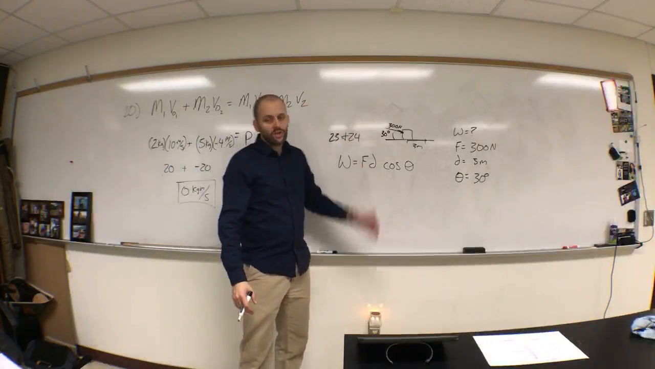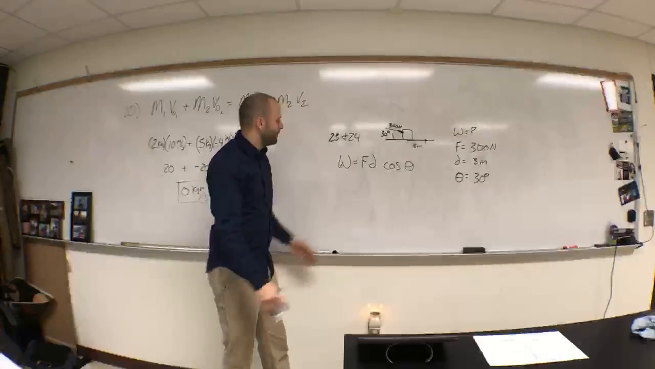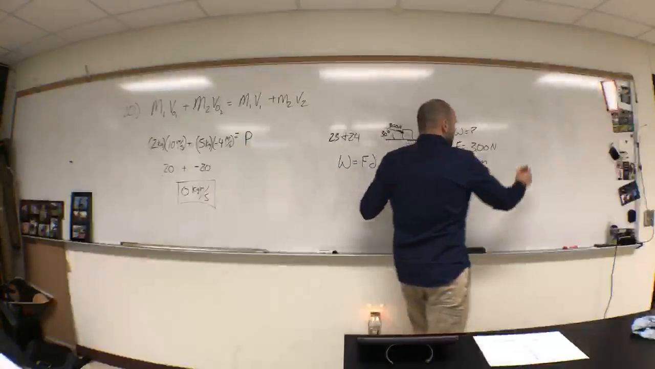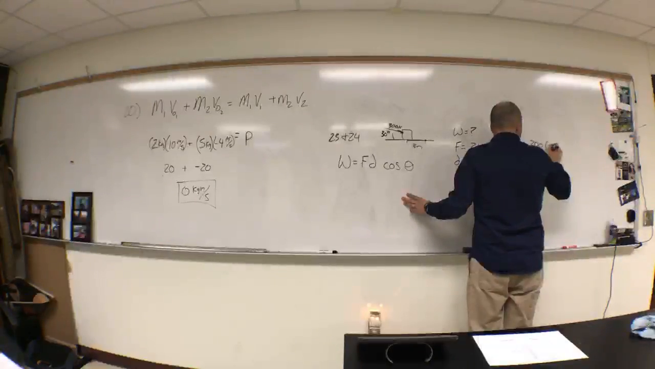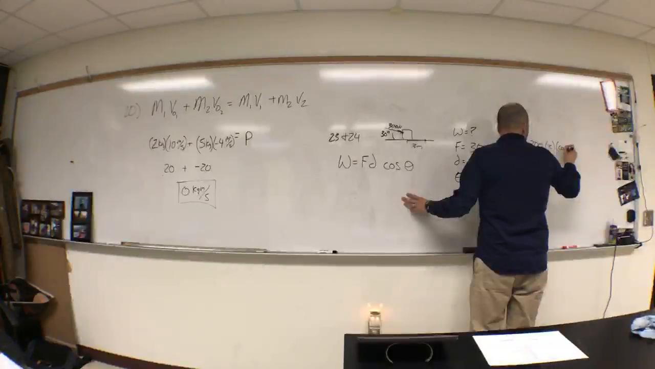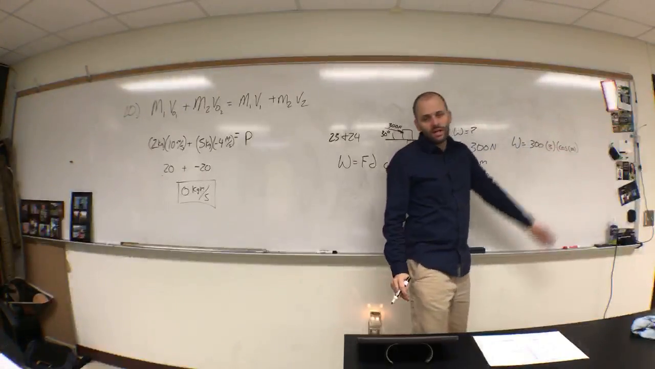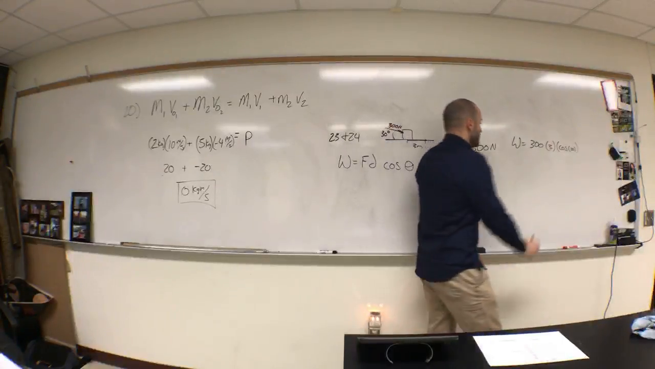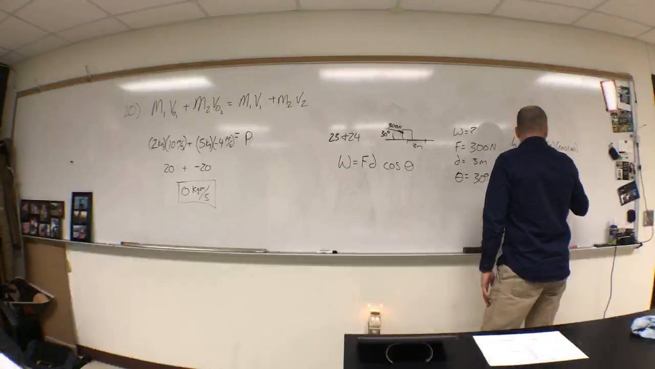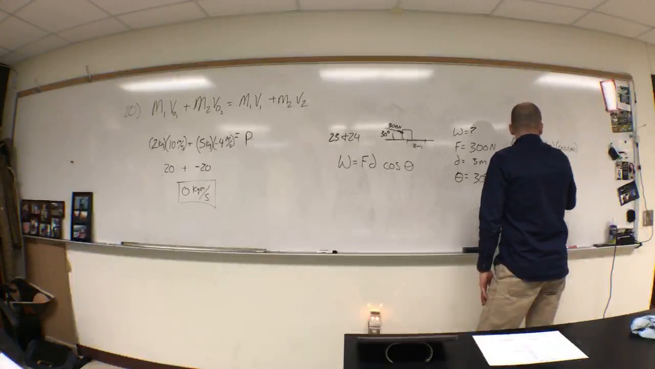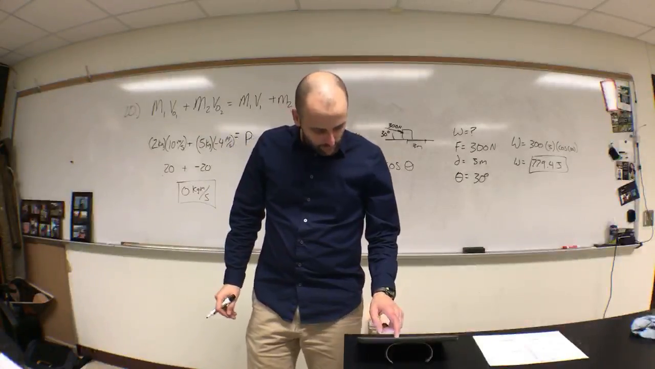I want to know the work done. It's going to be less than if I was pushing it horizontal. So I'll plug this information in, and I should get work is equal to 300 times 3 times the cosine of 30. Make sure you're in degrees, and if you do that all correctly, you should get something like 779.4 joules. And that will get you number 25.